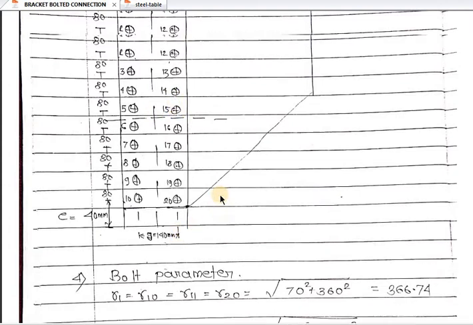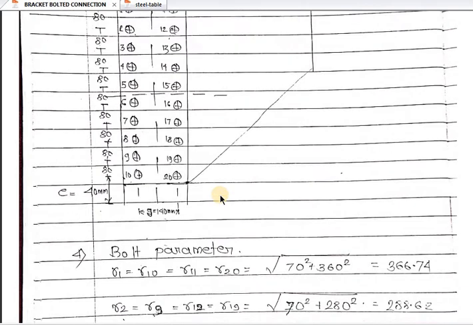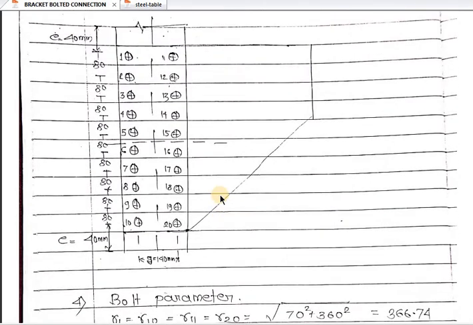So in the same case we have to find out the radial distance. We have to find out the radial distance of each bolt. The more the number of bolts, the more calculations there will be. We have to find out the distance of each bolt. We have to find out the number of bolts and the distance of each bolt.